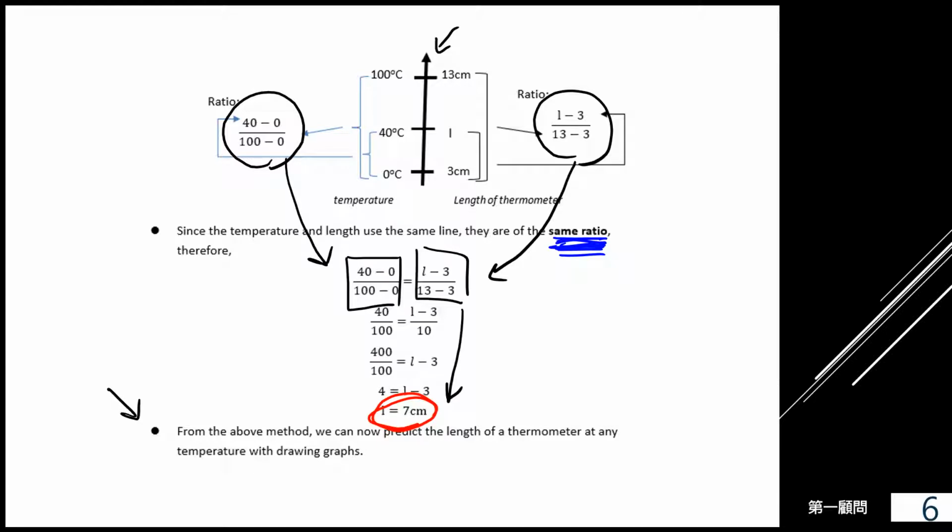The last point: from the above method, we can now predict the length of a thermometer at any temperature by using calculation. This is what you have to understand in the second online lesson. For the rest, you can stop here and do your worksheet, or you can take a look at the following discussion. The later part of this video will show how to do the worded example. If you're good with it, you can just stop.